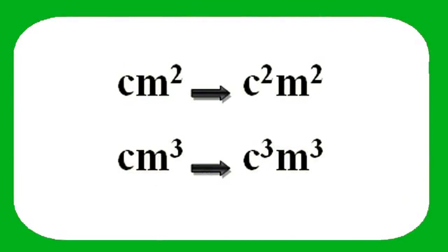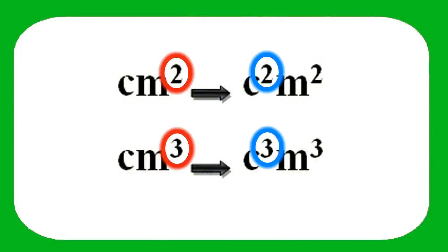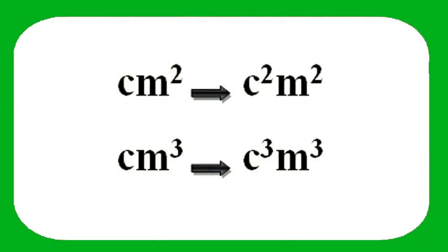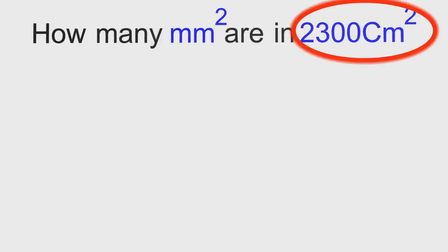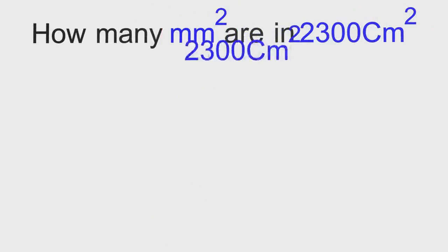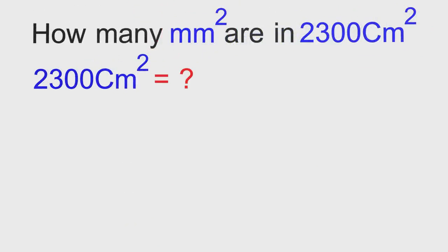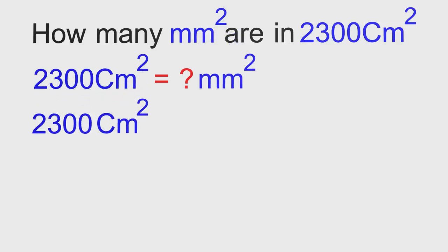Tip 2. If the unit has power, then the prefix will have the same power. For example, for a square centimeter, the prefix has a power of 2, and for cubic centimeter, the prefix has a power of 3. Example 2. In this example we want to know how many square millimeter are in 2300 square centimeter. We can write this phrase like this, that is, we can write it in mathematical form. We use the conversion factor method.